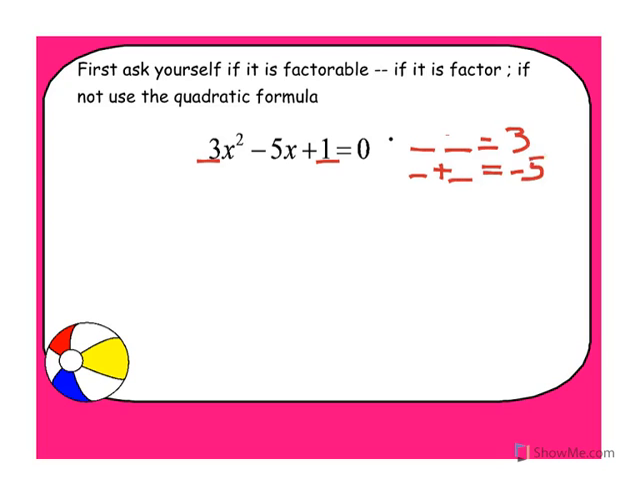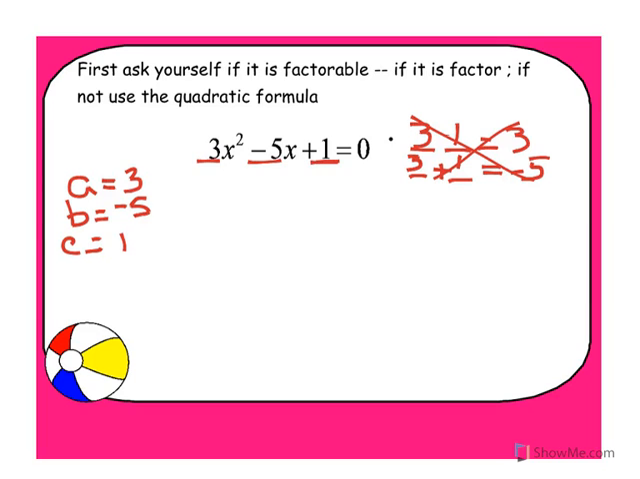Well, the only way to multiply to 3, because it's prime, would be 3 and 1. Well, there's no way to make 3 and 1 equal -5. So this one cannot be factored. So what we're going to do is identify our A, our B, and our C. A is 3, B is -5, and C is 1.